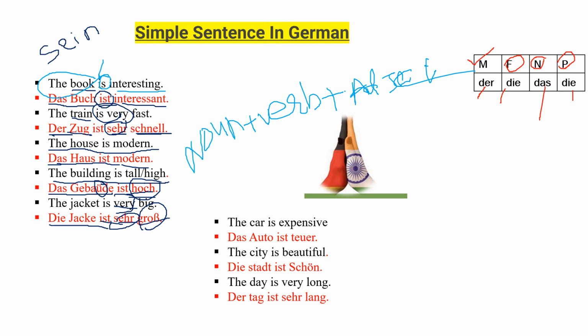Similarly, you can say: the car is expensive. The car is das Auto, ist expensive. The pronunciation of expensive is teuer. Teuer means expensive. This is a very common German word. So again, if you focus, the structure is noun, then verb, and then expensive, which is an adjective.